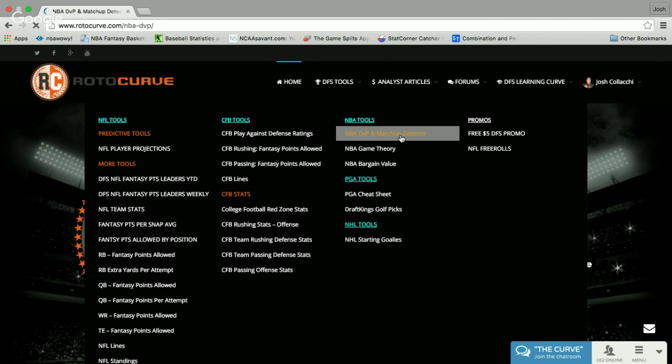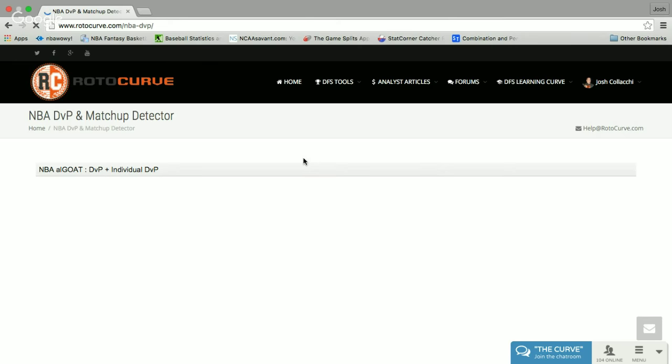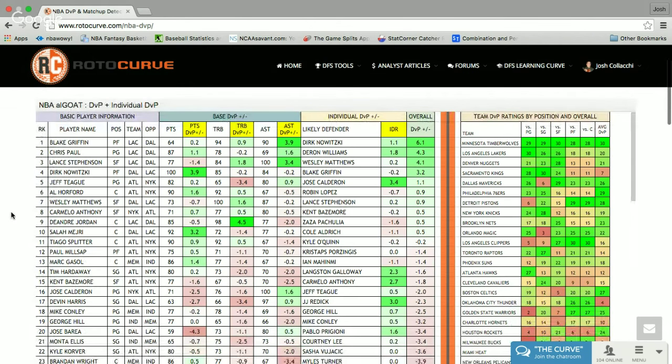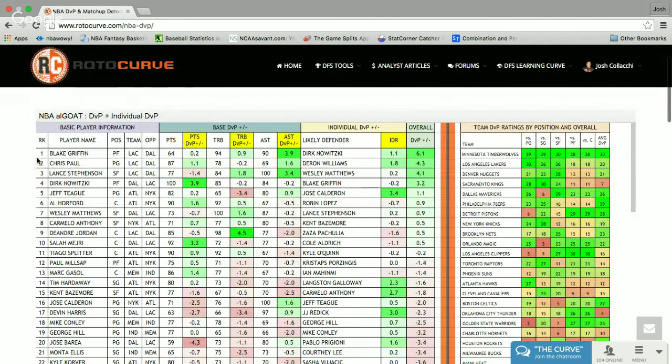If you click on this link, it'll bring you to a page that shows the tool in its entirety. Now, once this loads, you can see all these numbers, all these colors. Now, what does it all mean? First things first, you can see the basic player information, which of course has the name, the position, the team, their opponent. Now, this base DVP plus or minus shows what each player has in terms of their scoring ability for their team, things of that nature.